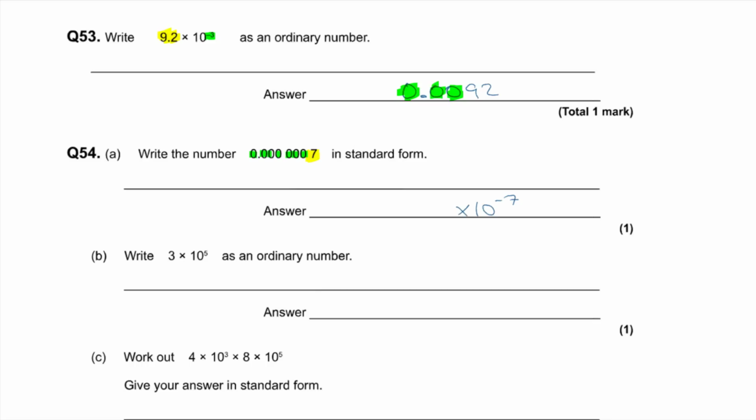So at the front, that's my mantissa part. So it's going to be 7 times 10 to the minus 7. So the minus 7 comes from the fact there are 7 zeros, and the 7 comes from the fact that it had a 7 in it.